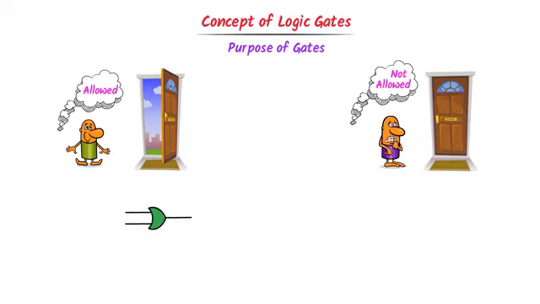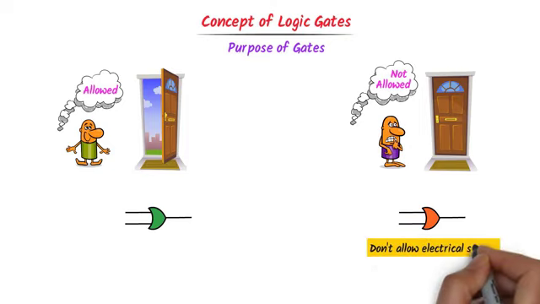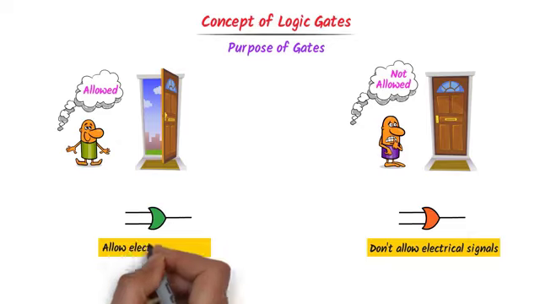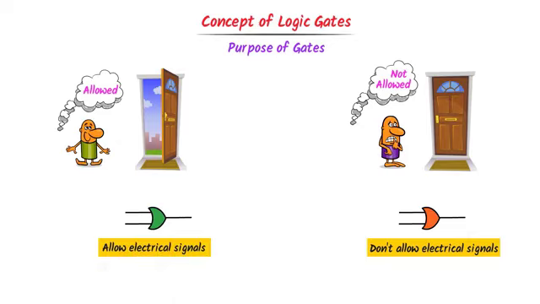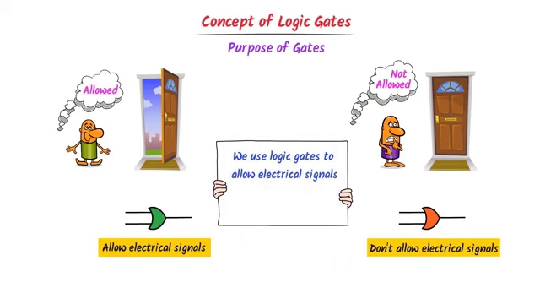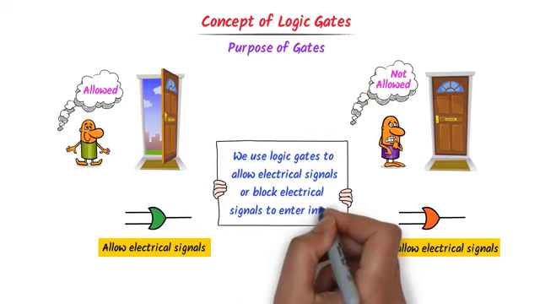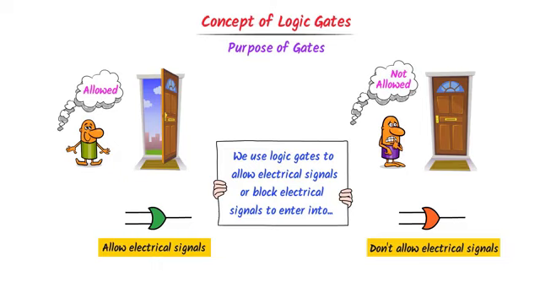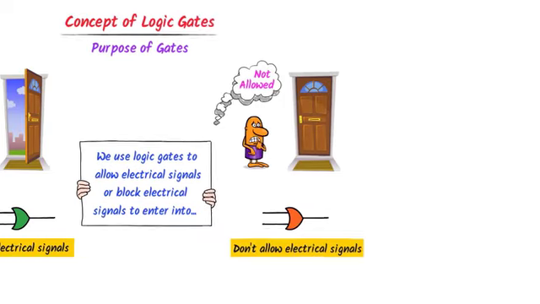Similarly, consider these logic gates. Logic gates either do not allow electrical signal to pass through or logic gates allow electrical signal to pass through. I mean, we use logic gates in order to allow or block electrical signals or digital signals to enter into the circuit. Thus remember that we use logic gates to on and off any digital circuit.